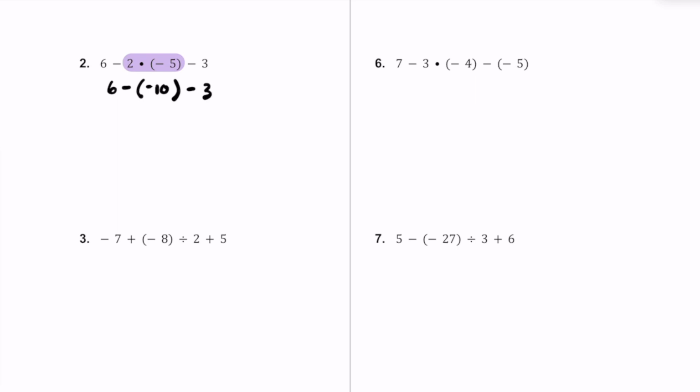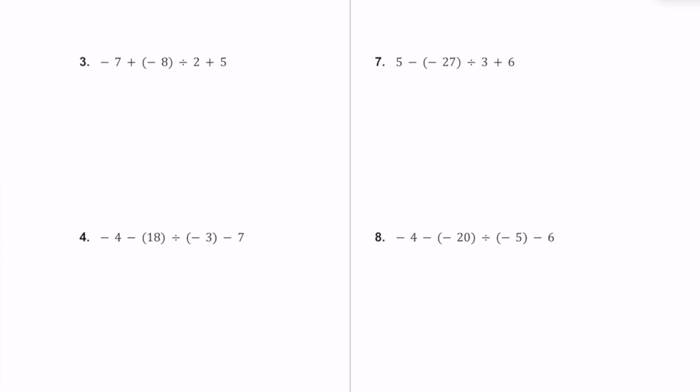We have two subtraction problems here, but we're going to do the one to the left because we do whichever one comes first from left to right. Now 6 take away -10 is just 6 plus 10, so that's going to be 16. So we have 16 minus 3. With only one operation left, 16 minus 3 is going to equal 13.